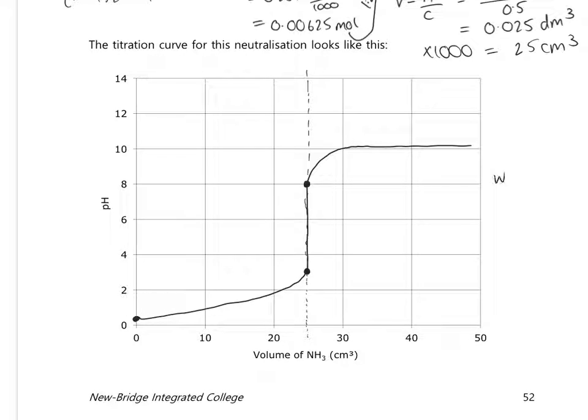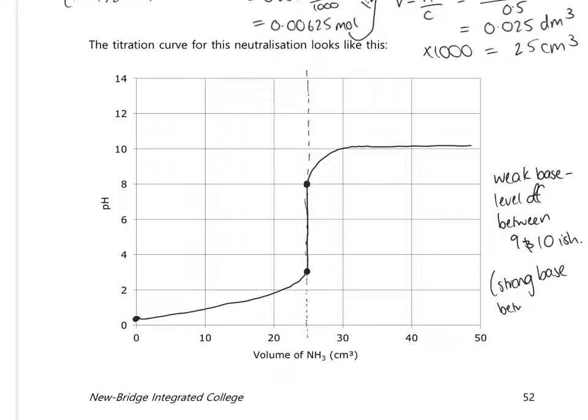So you can write that down: weak base, between 9 and 10-ish. Then strong base, between 12 and 13-ish. Or if you want to go and work out the concentration of your hydroxide ions and work out the pH, you can do that.